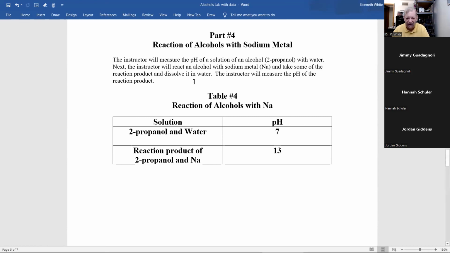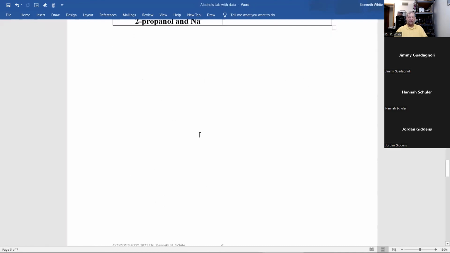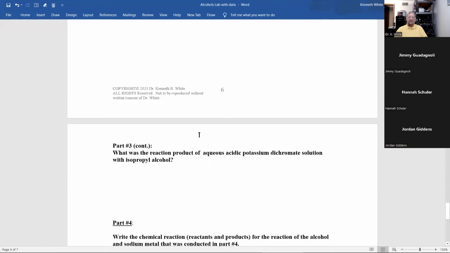And if we're doing it in the lab, the 2-propanol, isopropanol, or propyl alcohol, water has a pH of 7. The reaction product of 2-propanol and sodium, which I just showed you the reaction, has a pH of 13. In case you didn't remember, that means it went up, it became very basic. Oh, I'm not lying to you. That's a good thing. And that's today's lab. And don't forget to answer the questions at the end.